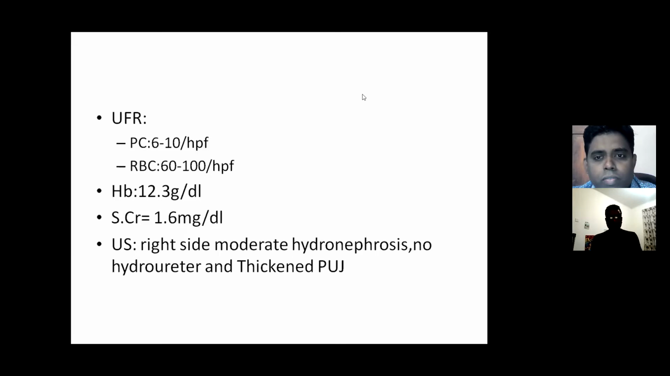So what do you think the nephrologist will advise? He will tell, I think, hydrate the patient because the creatinine is slightly high. So 100 milliliters per hour for 12 hours prior to the procedure and 12 hours post procedure.